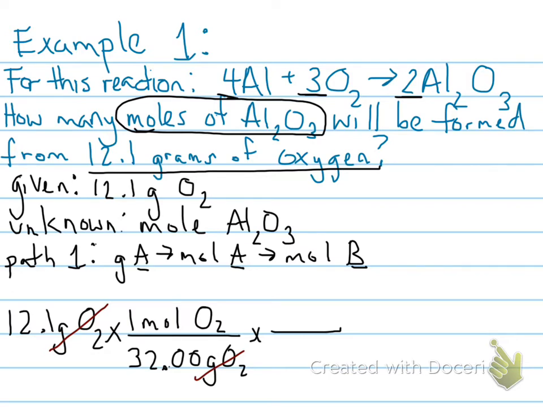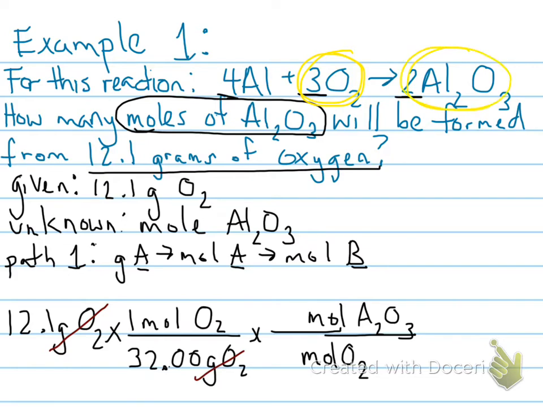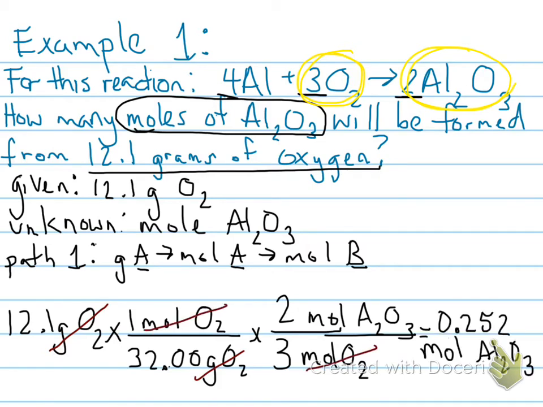So now we're going to convert from moles of oxygen into moles of aluminum oxide, which is what we want to figure out. So our mole-to-mole ratio, if you look at that chemical reaction, for every 3 moles of O2, we will produce 2 moles of aluminum oxide. Our moles of oxygen cancel out, and we are left with moles of aluminum oxide. After multiplying across, you should get 0.252 moles of aluminum oxide.